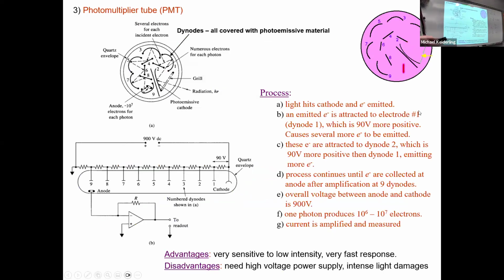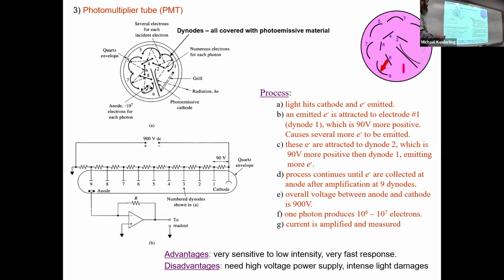A photomultiplier tube has a light hit the cathode, which emits an electron; it hits another electrode, which emits more electrons. The whole process repeats until you go from a single photon to an enormous multiplier of current. The light hits the cathode, an electron is emitted. The emitted electron is attracted to dynode 1, which is 90 volts more positive, which causes several more electrons to be emitted. These electrons are attracted to dynode 2, which is 90 volts more positive, and so on.